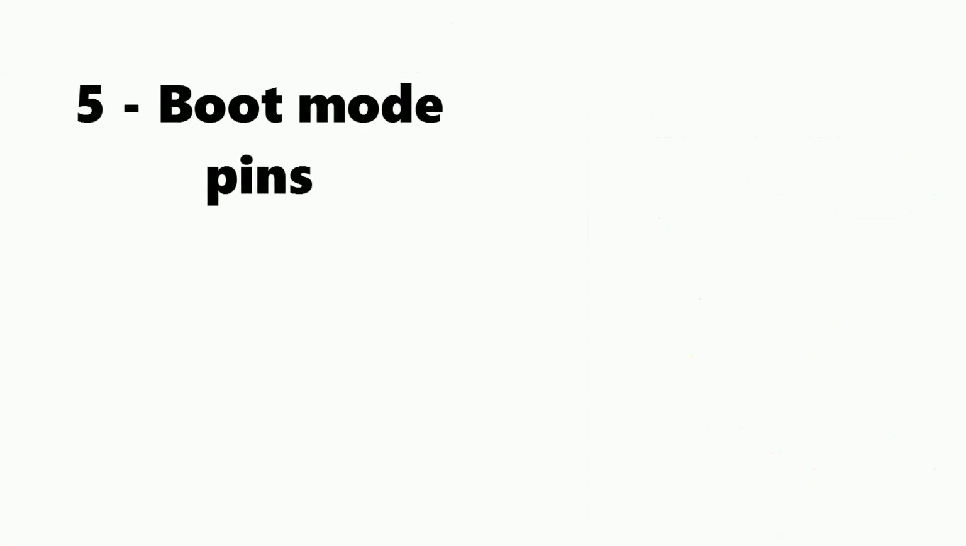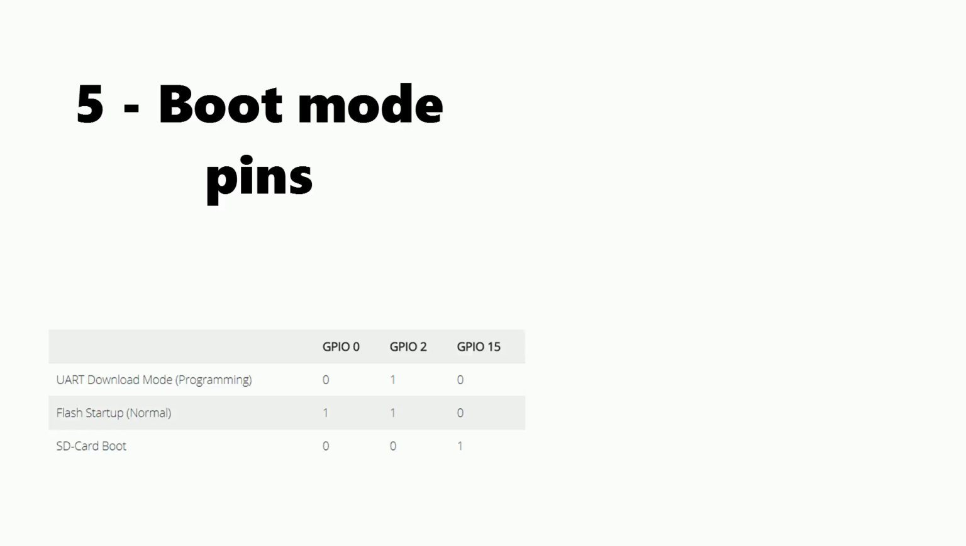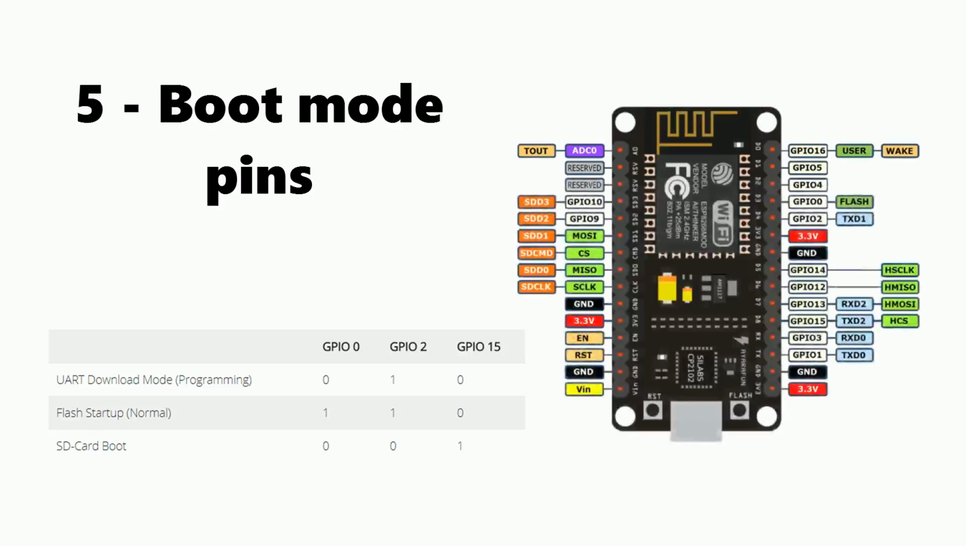And finally, some of the pins are used for boot mode selection. These pins are 0, 2, and 15, or D3, D4, and D8. So if you have something connected to these pins and your ESP8266 is not booting up, you might be accidentally enabling one of the boot modes.